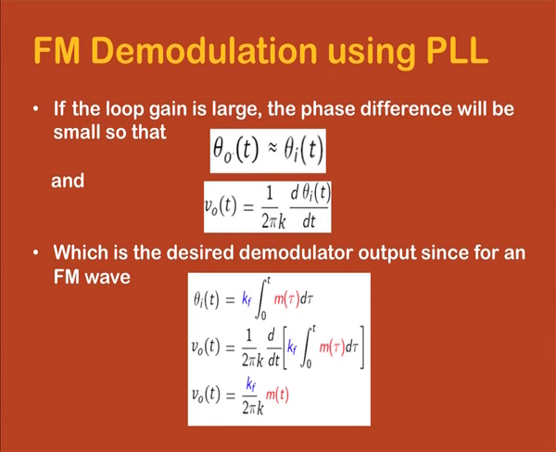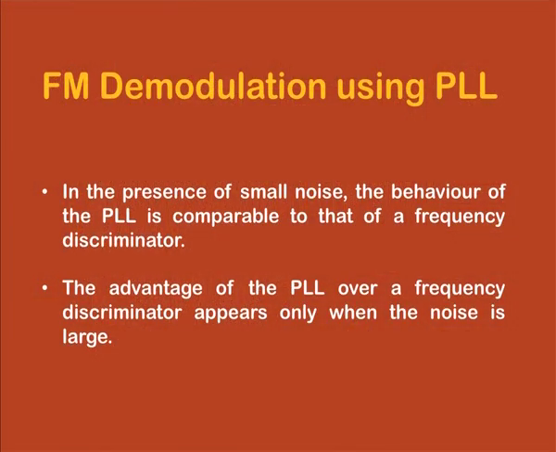So, what we can see here is that the output signal at the loop filter output is going to be proportional to the modulating signal. So, we can extract the modulating signal information from the output voltage of the loop filter. This is the method we can use for demodulation.